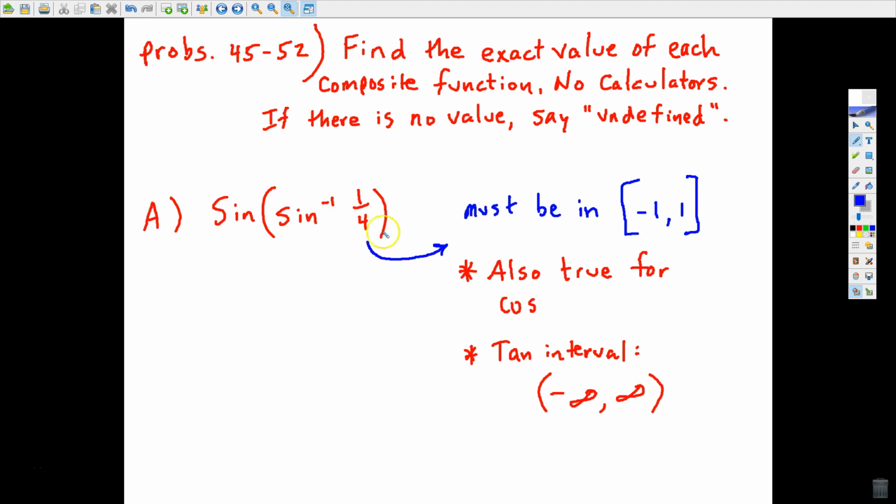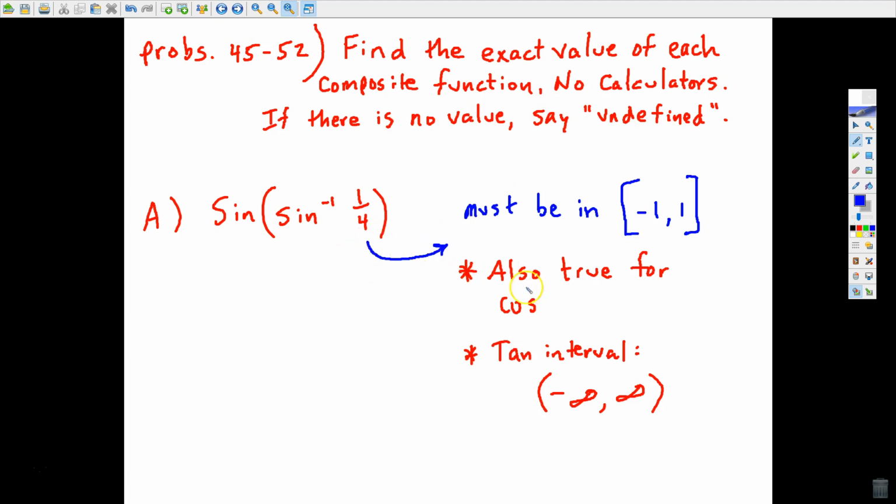Remember, for inverse sine, the domain is going to be the range for sine. The original sine function had a range of +1 to -1. So the range of a function becomes the domain for its inverse. So now, since the inverse is located on the inside, we have to have a number between -1 and +1 for it to actually have a value. If there is no value, we're just going to label it as undefined.